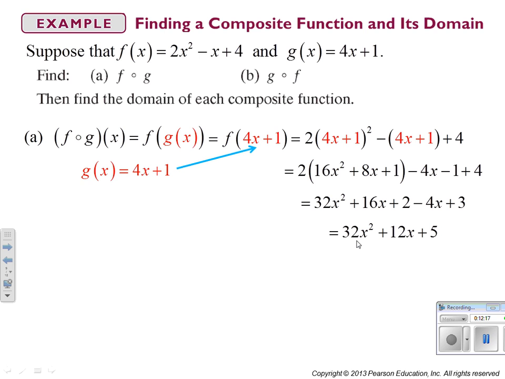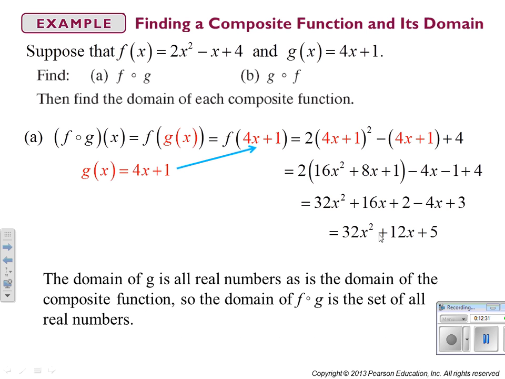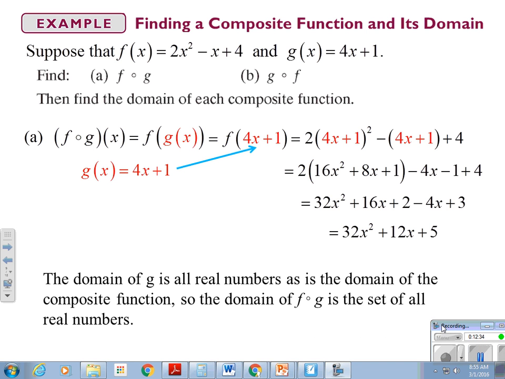Now, are there any restrictions on the domain for that function? Give me a yes or a no. Any restrictions on the domain? Any square roots? Any fractions? So there are no restrictions on this domain. So the domain is the set of all real numbers.